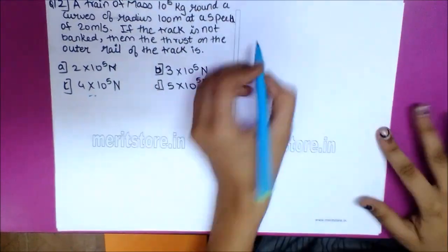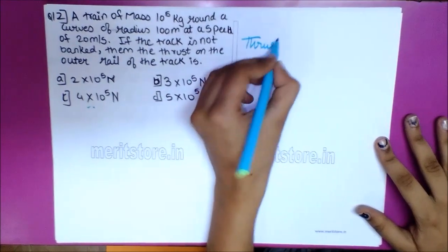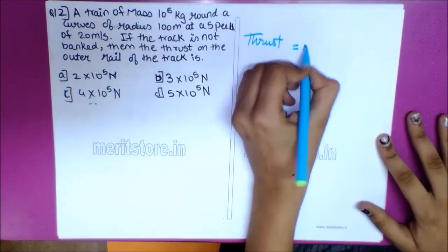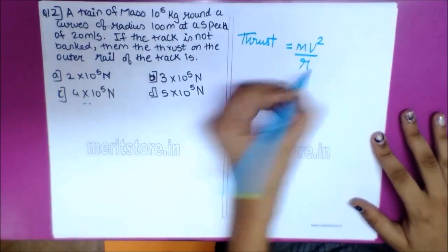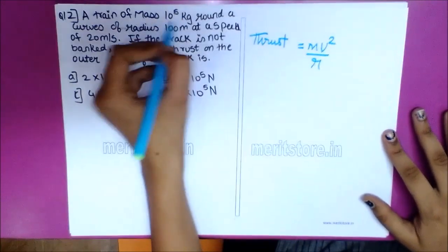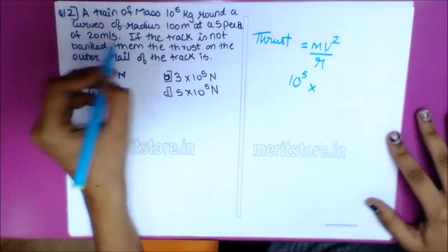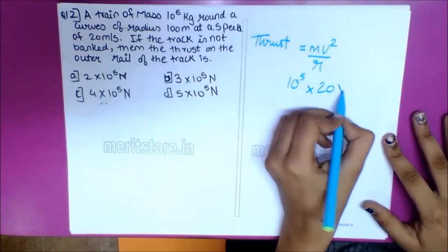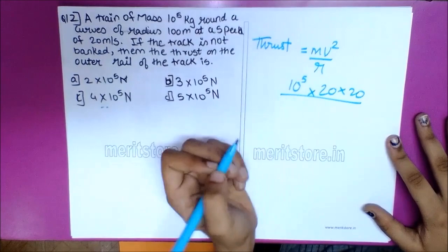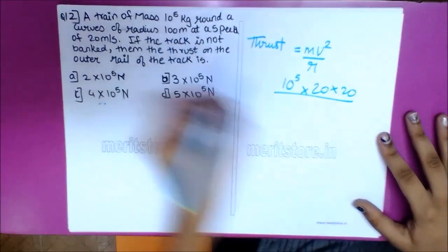So over here we have to find thrust. The formula of thrust is given to us as mv square by r. We know this formula. M is 10 raised to 5. V is given to us as 20 meters per second, so it is v square, therefore 20 into 20, upon r, that is the radius given to us as 100.